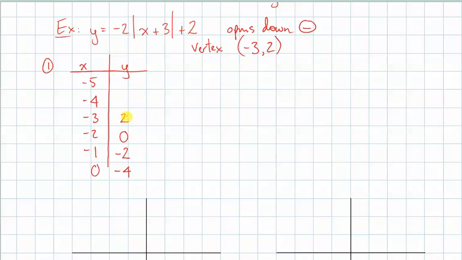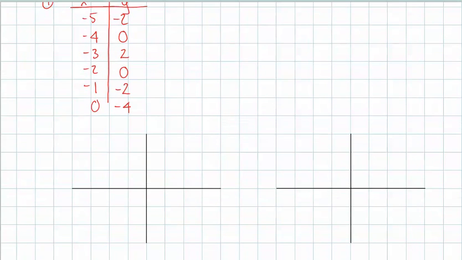Go in the other direction. Negative 4 substituted in here makes negative 4 plus 3, or negative 1. Absolute value is 1. Times negative 2 is negative 2. Add 2, I get 0 again. And at negative 5, I'm going to get negative 2. Absolute value of that is 2. That becomes negative 4. Add 2, negative 2. We should see some symmetry in the table of values.